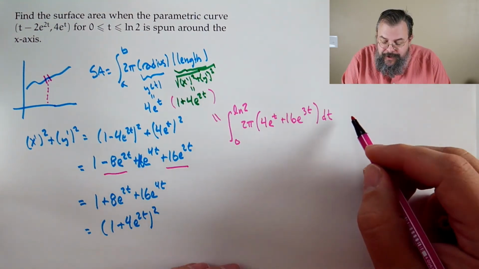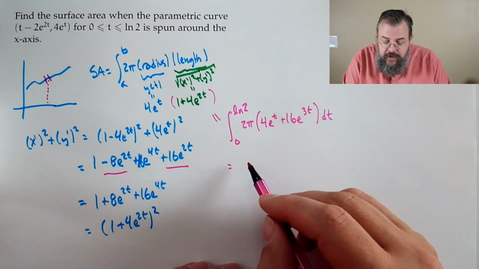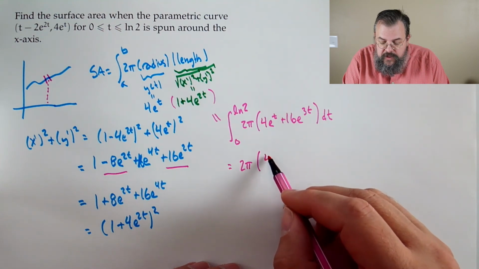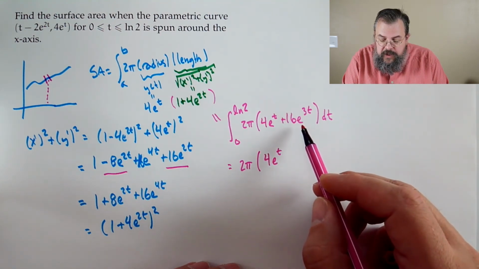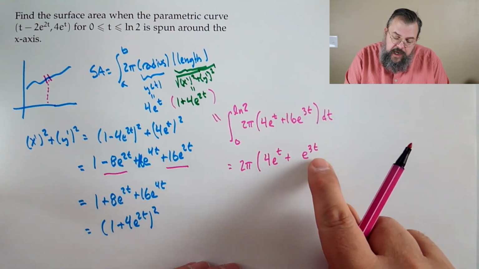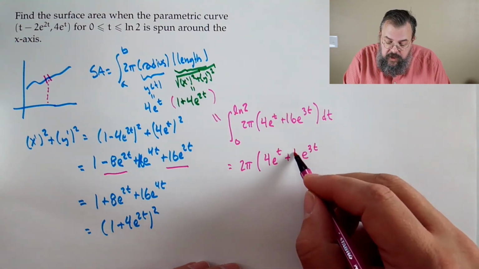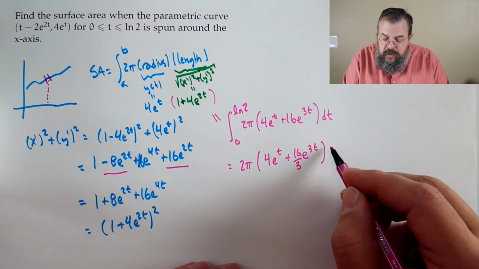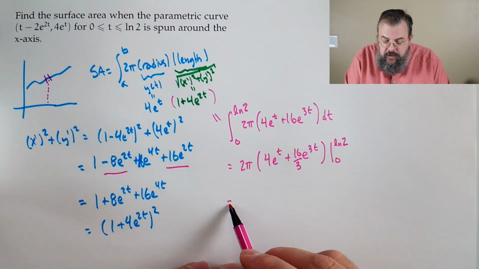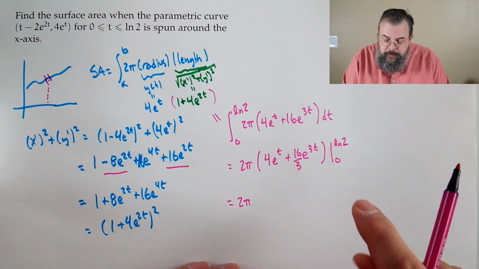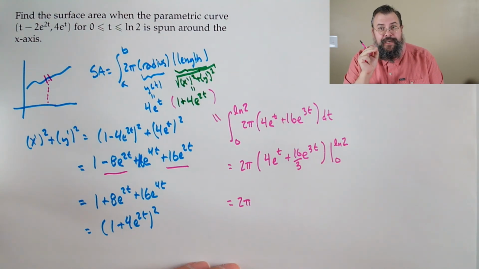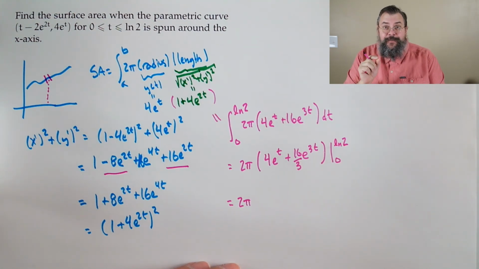Perfect. So we'll have 2 pi, and the integral of e to the t, well, that's just e to the t. And then the integral of e to the 3t, well, that'll be e to the 3t. Then you've got to divide by 3, so 16 thirds. And evaluate from 0 to log 2. So let's be careful here. This is a case where when you plug in 0, you're not going to get 0. So be careful. Be the right amount of careful.